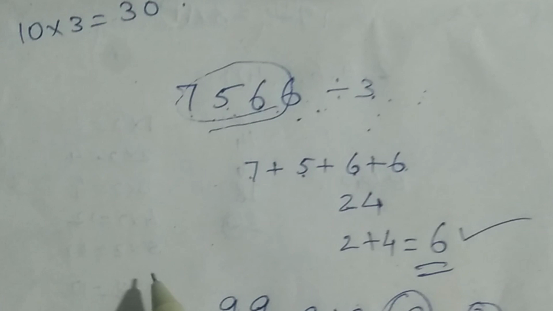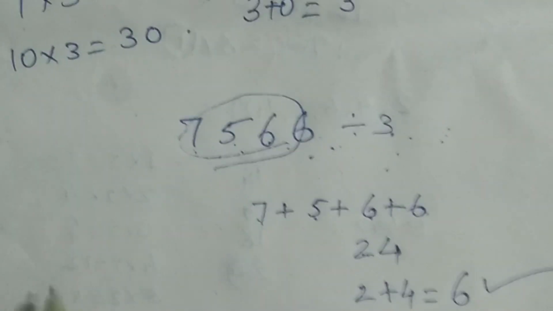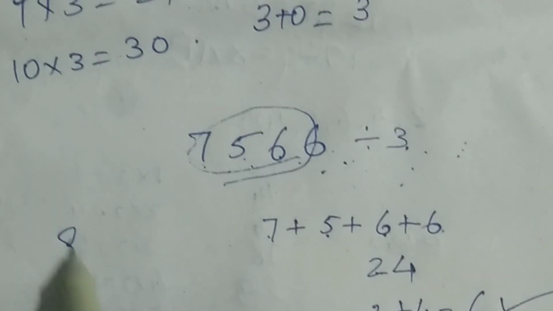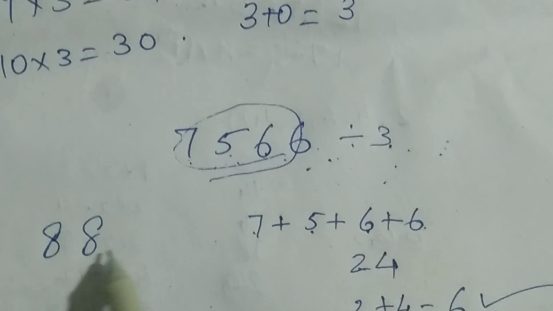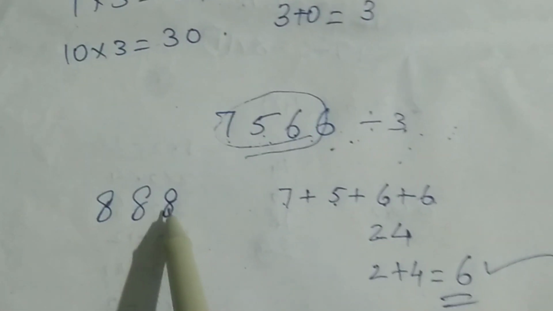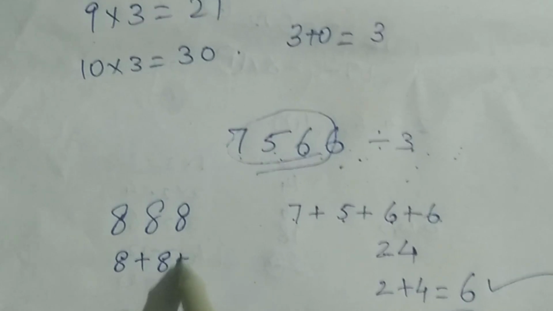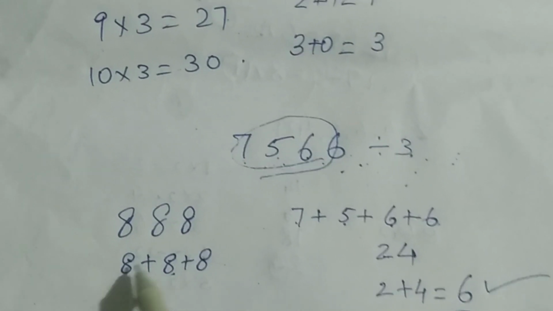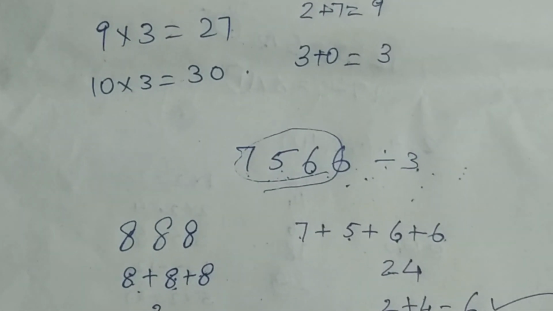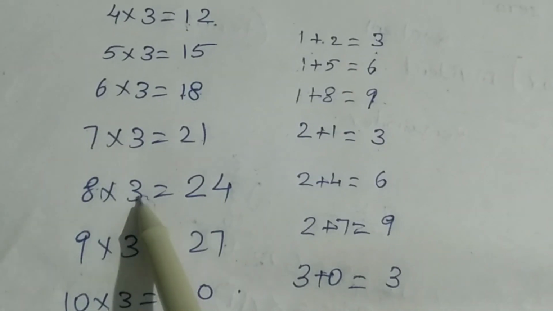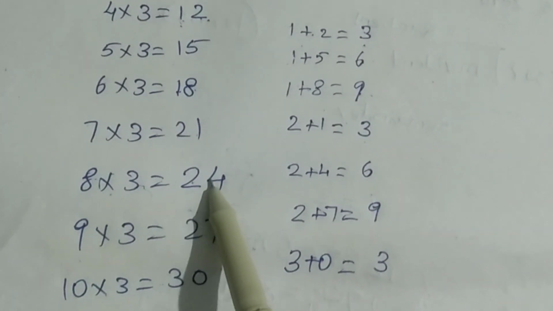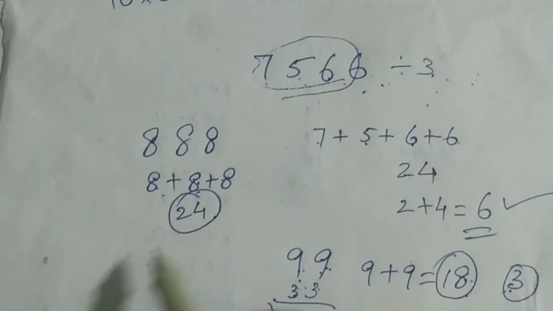Children, do you need one more example? Okay, we can write 888. Now we can add 8 plus 8 plus 8. What is the answer? 8 plus 8 is 16, plus 8, 24. We can see 24 in 3's table. 8 3s are 24. So we can check it now.